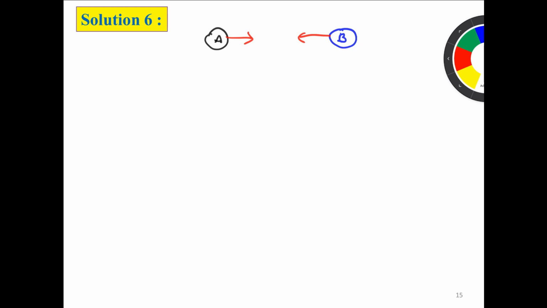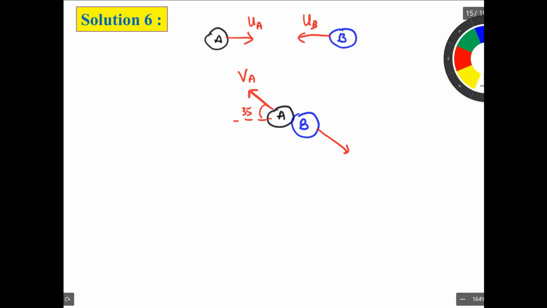After collision, so bola A, bola B. A bergerak dengan sudut tertentu yang dia bagi 35 degree dan ada VA kat sini. Oh, sini lupa tulis UA, UB. And then B pun bergerak juga dengan sudut tertentu. Kita tak tahu berapa sudut dia dan berapa laju akhir bola B. Dua-dua ni kita kena tahu lah.